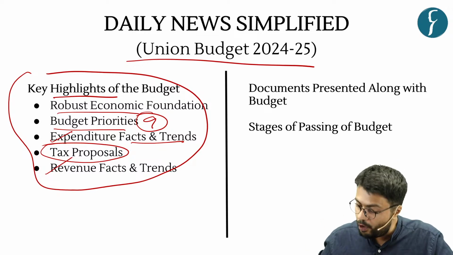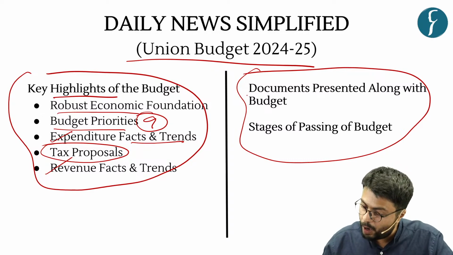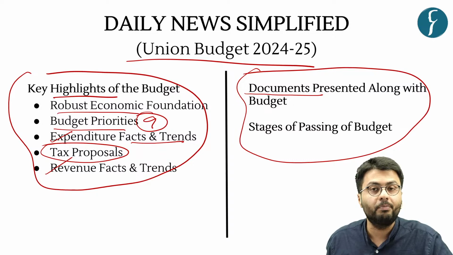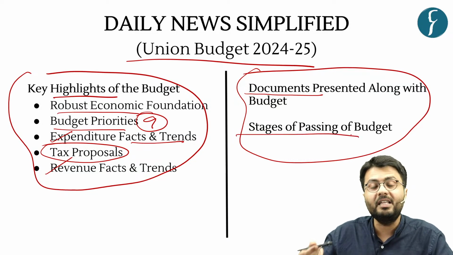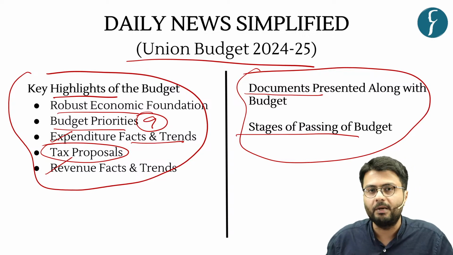And before signing off, we'll also be covering the polity angle of the budget: which documents are presented along with the annual financial statement, and also what are the stages that the budget goes through before being passed by the Union Parliament.